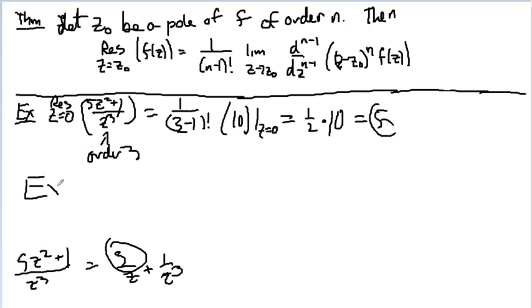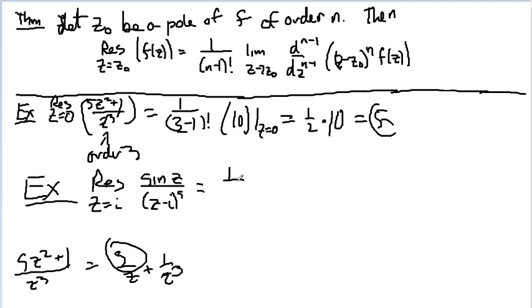Let me give you a second example here. I want to find the residue at z equals i of sine z over (z minus i) to the 5th. This theorem says this is a pole of order 5, so I do 1 over (5 minus 1) factorial, and then I need to take the fourth derivative of sine z, and I'm going to evaluate that at z equals i.